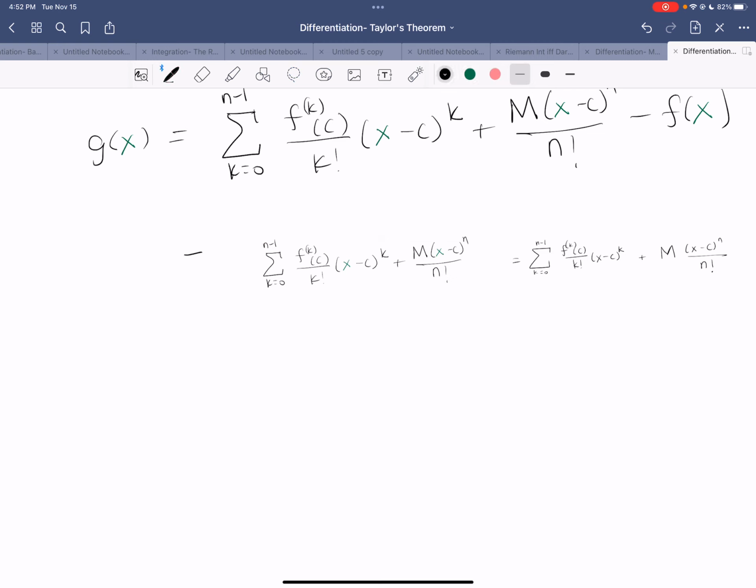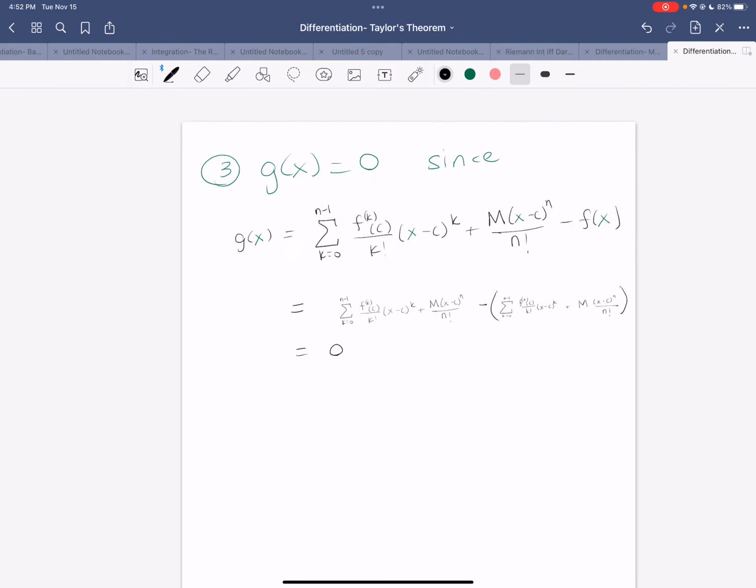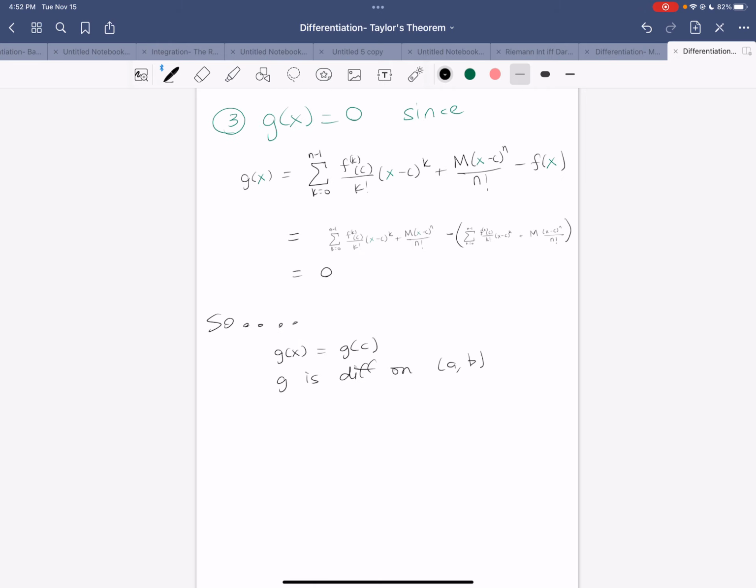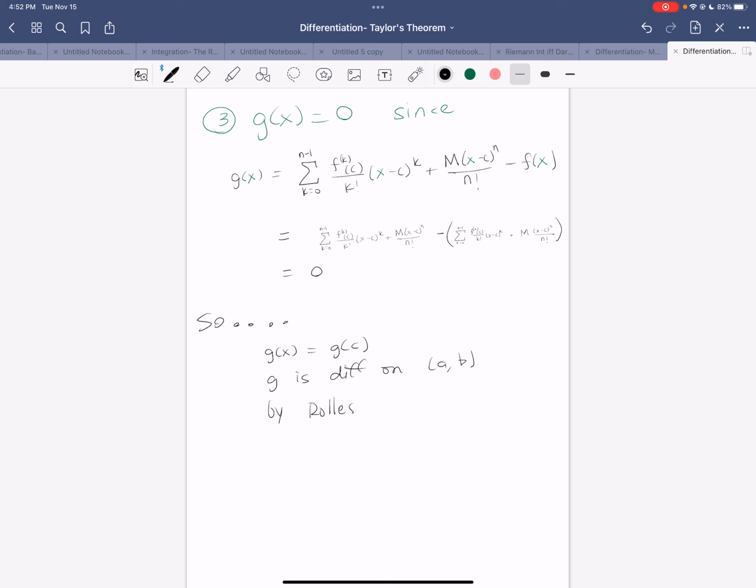Right? So this is going to be equal to this minus this. Hey, those are exactly the same. Yep, you got it, which is equal to 0. And so now we're ready to say, so g of x is equal to g of c. g is differentiable on (a, b), right? So by Rolle's theorem, there exists x1 between x and c such that g prime of x1 is equal to 0.